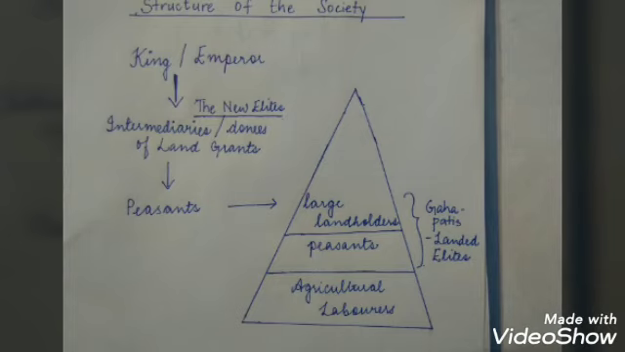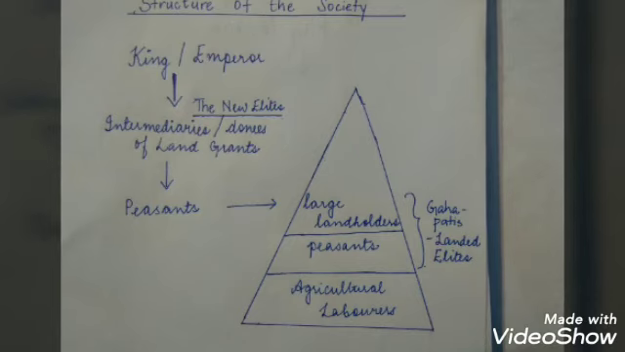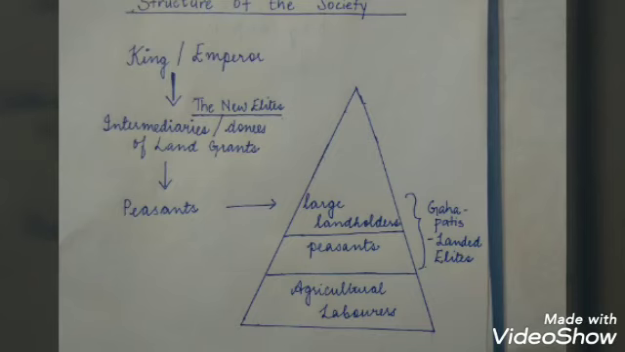So the direct link that existed between the king and the peasants collapsed. You can say it was no more functioning, and you had an intermediary between them. This is one of the most important results, a direct result of land grants, that is the creation of new intermediaries, who were the donees of these land grants, who then became the new elite in the rural society.